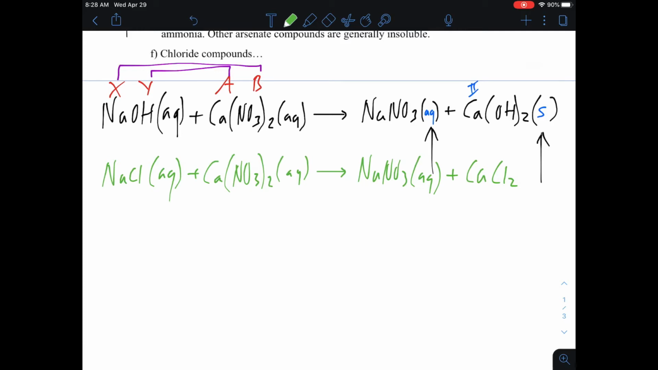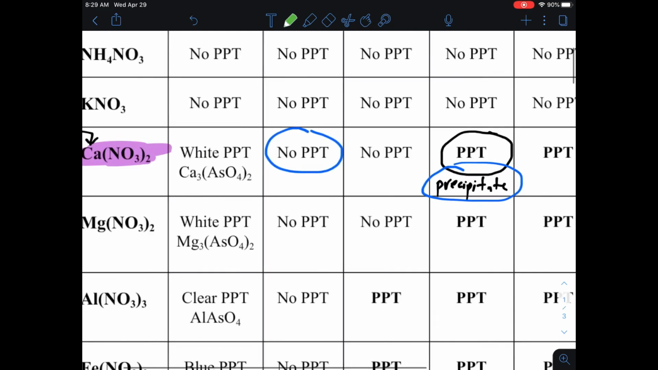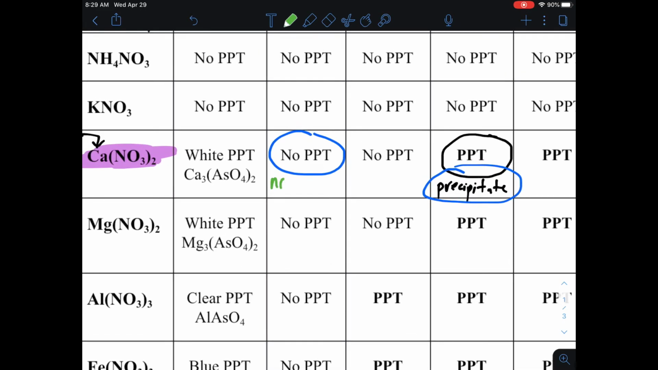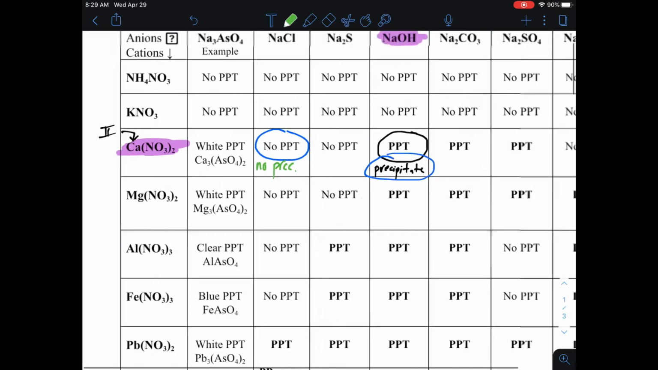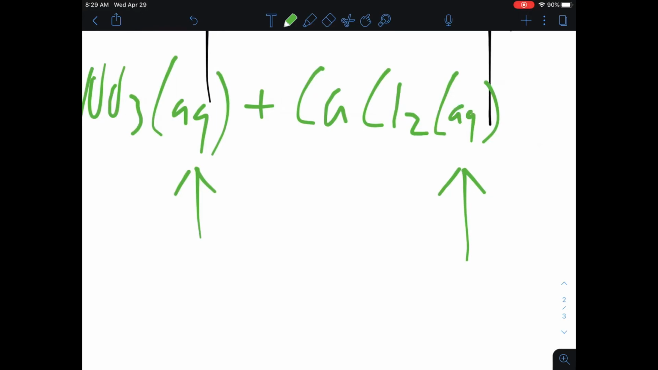How do I know it's CaCl2? Remember that we have to always swap and drop. 2 plus charge on calcium, 1 minus charge on chloride, so I know it's 2 chlorides. What is going to be the state for calcium chloride? We know that sodium nitrate is aqueous already. Well, in this reaction, using the table, we can see that there's no precipitate. Because it says that. So no solids will form, therefore this one must be aqueous.